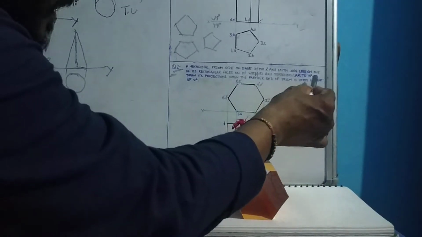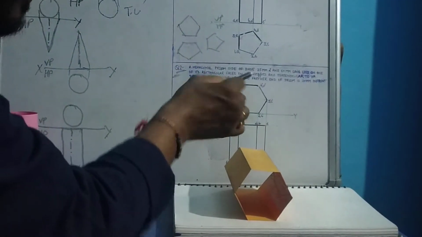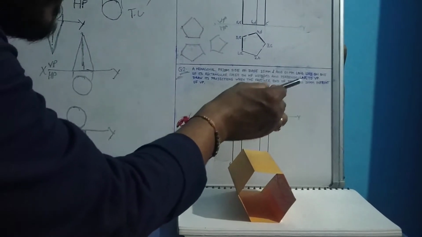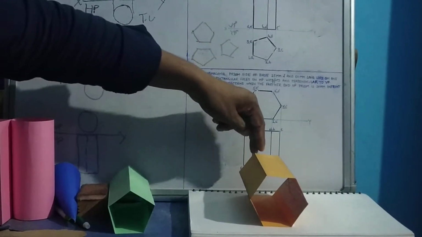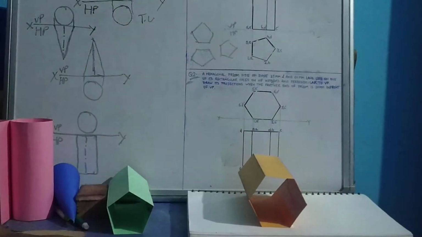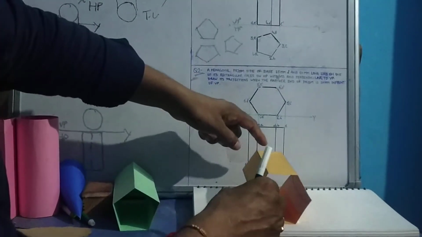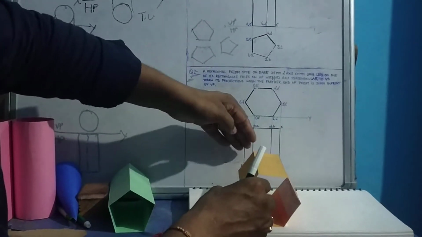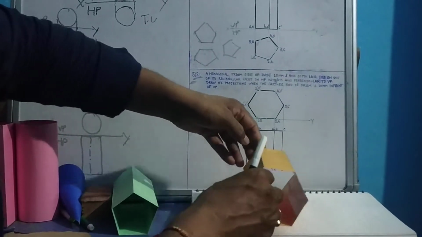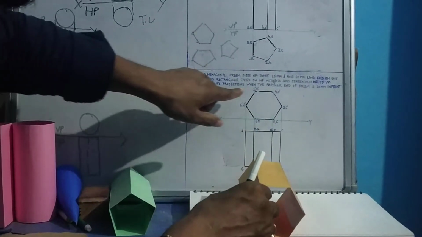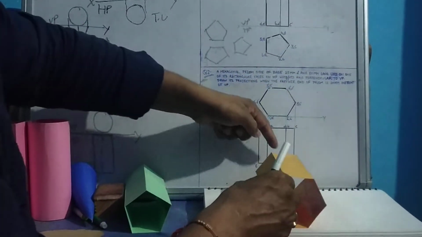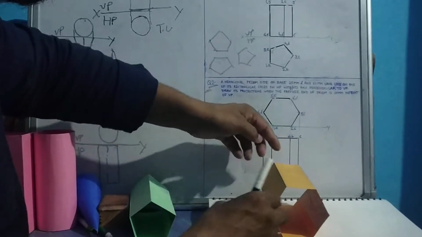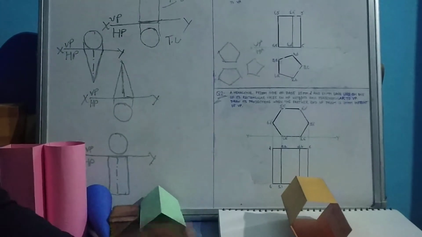Draw its projection when the farther end of the prism is 20 mm in front of VP. This is 20 mm given. When we are viewing it from the front, the farther end, this end, is 20 mm in front of VP. It may be placed here, here, here, but it is clearly given here that the farther end is 20 mm away from VP. Now draw its projection, so very simple.